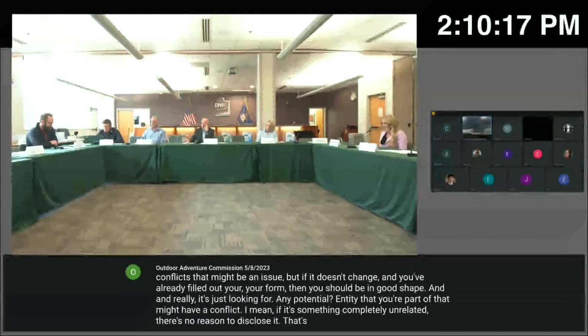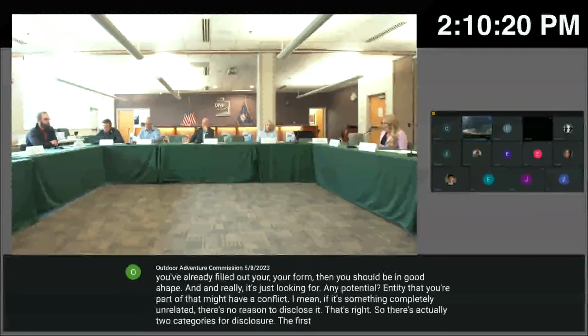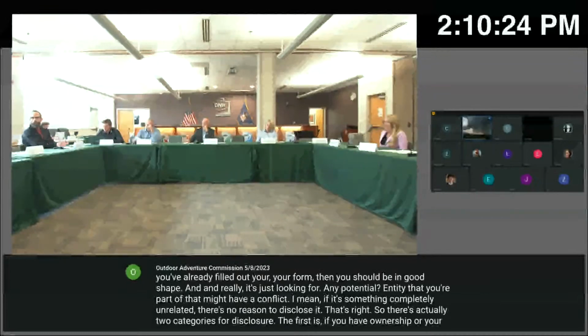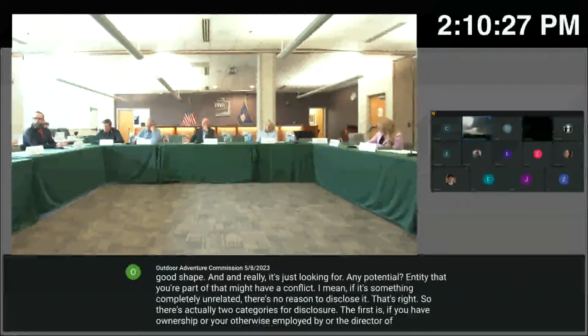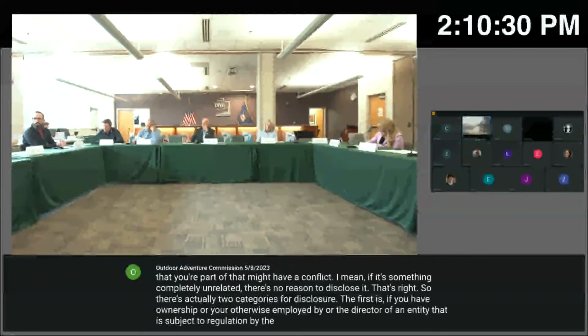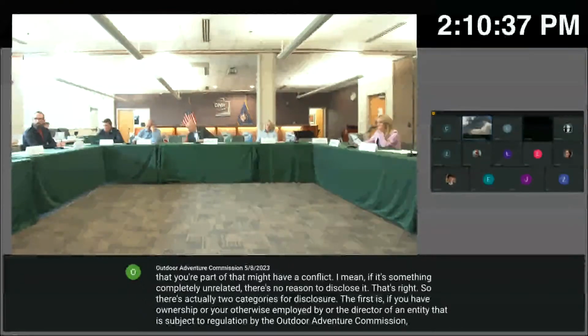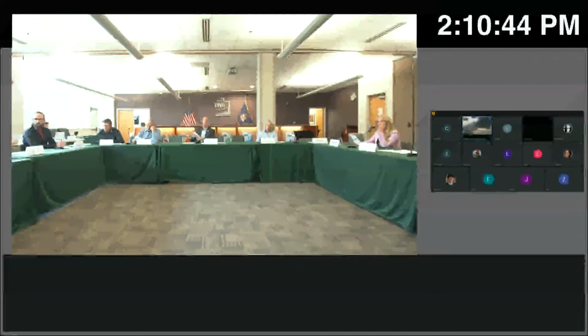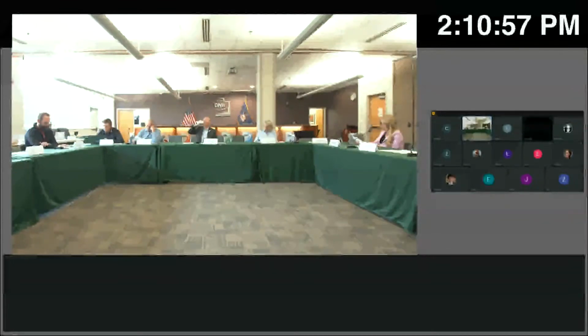That's correct. Right. So there's actually 2 categories for disclosure. The first is if you have ownership or you're otherwise employed by or the director of an entity that is subject to regulation by the Outdoor Adventure Commission or the Division of Outdoor Recreation, then you need to disclose that. But again, if it's not subject to regulation by DOR or OAC, then you don't need to worry about it. The second category would be if you're involved in some sort of transaction that's to be approved by the Division of Recreation or the Division of Outdoor Recreation or the Outdoor Adventure Commission. Both of those are listed here on the conflict of interest form that you were provided today and that were emailed to the group. So if either of those were to change, then you'd need to update, but otherwise, as long as you fill this out, you're in good shape.